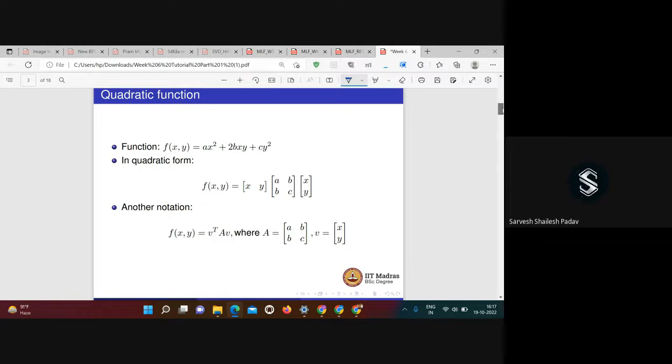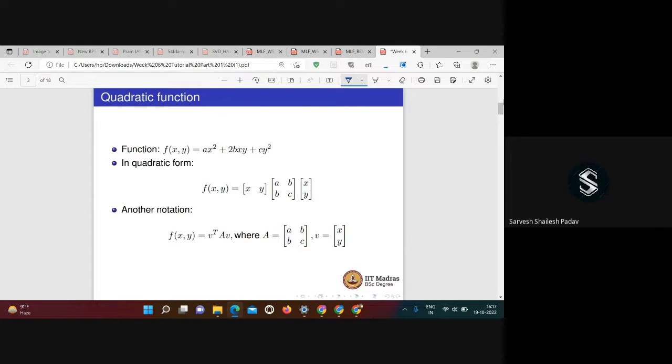Sir, yeah. I think the coefficients of the quadratic terms would be in the diagonal part, and the coefficients of the cross terms, that is x, y, would be in the off-diagonal part. But here it is 2b, right? Yes, a and b here is two. That will come in the diagonal element.